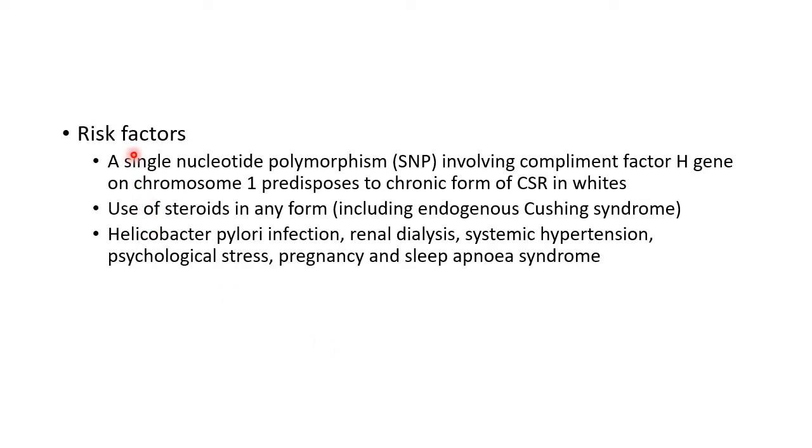Coming to the risk factors for CSR, a single nucleotide polymorphism involving complement factor H gene on chromosome 1 predisposes to chronic form of CSR in whites. Use of steroids in any form is a major risk factor for the development of CSR. This includes endogenous Cushing syndrome. Other risk factors include Helicobacter pylori infection, renal dialysis, systemic hypertension, psychological stress, pregnancy, and sleep apnea syndrome.